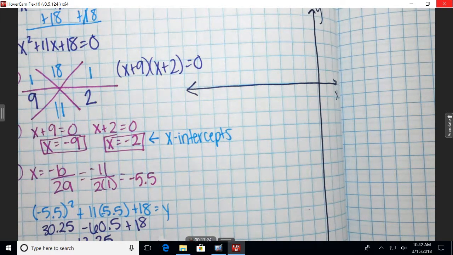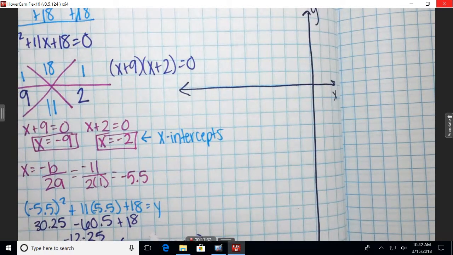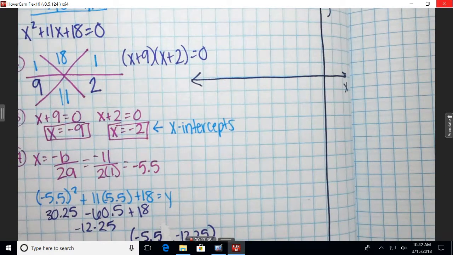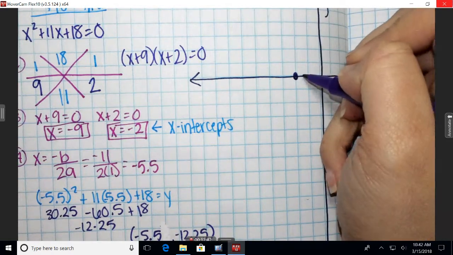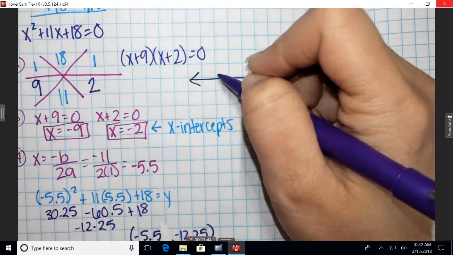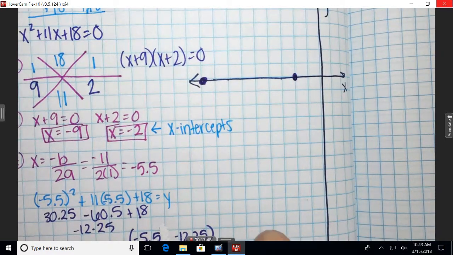All right, let's plot our x-intercepts. You see where I wrote in blue x-intercepts and I drew an arrow? Okay, so I need to go left 2 and put a dot. And then I need to go left 1, 2, 3, 4, 5, 6, 7, 8, 9 and put a dot.